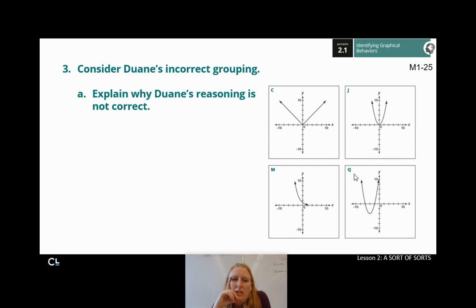Why is Dwayne's reasoning not correct? Explain why Dwayne's reasoning is not correct. Hit pause. Tell me what's gone wrong here, and then hit play to keep the discussion going.